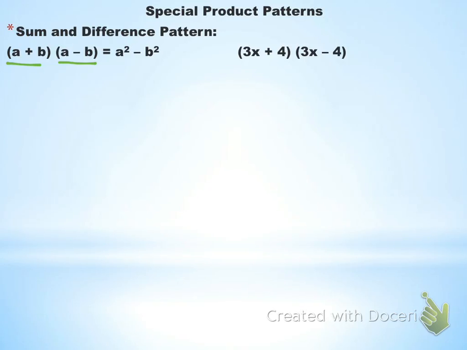So to figure this out, I take the first term and I square it, and take the second term and square it, and then put a subtraction sign in between. So for this example, I do 3x, I take that to the second power, subtraction sign in between, and then I do 4 squared on the other side. When I square 3x, I have to square 3 and x, so this gives me 9x squared minus 16.